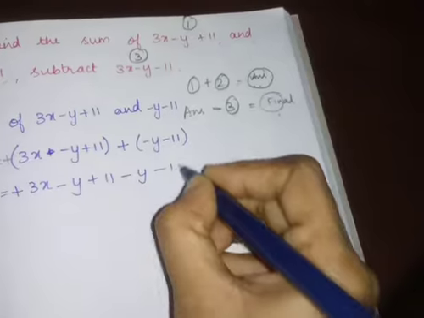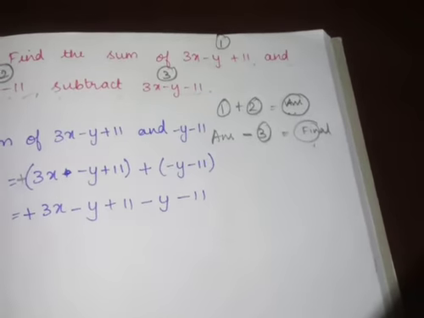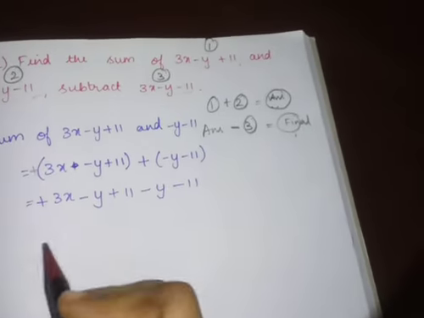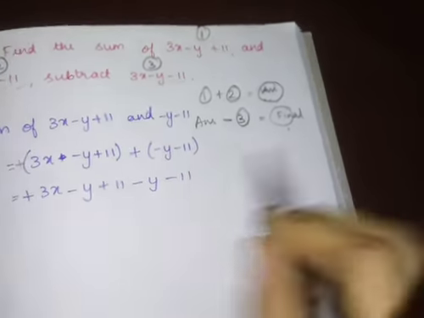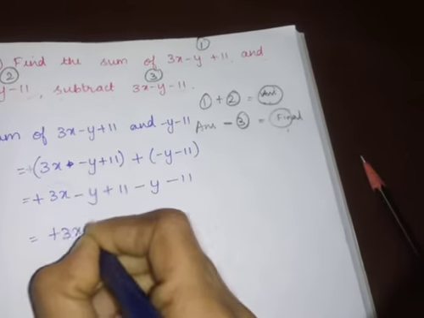Plus into minus, minus 11. Now all our brackets are removed. So now what should you do? You should combine the like terms. Does 3x have any like term? No. So I'll just write plus 3x.